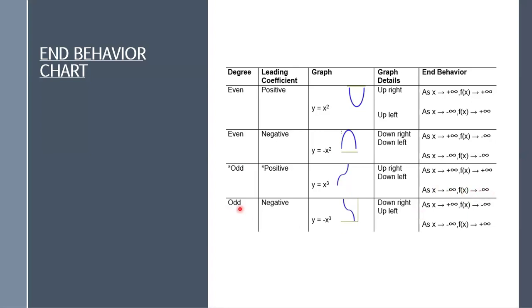And lastly, if the degree of our polynomial is odd and the leading coefficient is negative, then we would see the opposite movement where we're up on the left and down on the right. So as x approaches positive infinity, the function will approach negative infinity. And as x approaches negative infinity, the function will approach positive infinity.